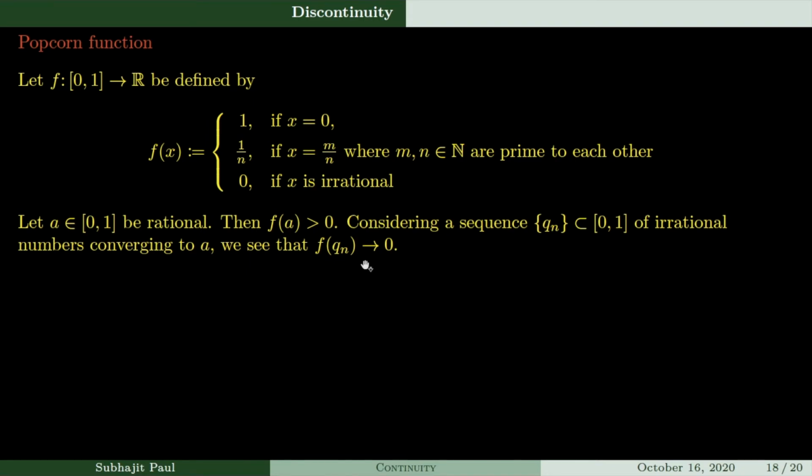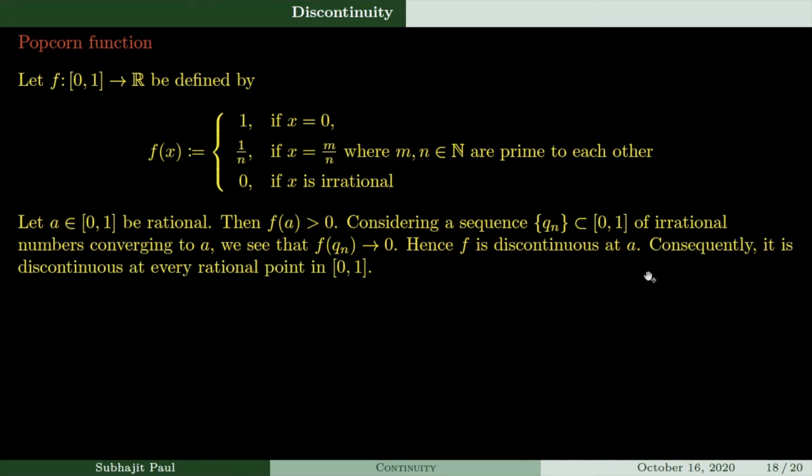Therefore, the function is discontinuous at that point by the sequential criterion. The functional sequence is converging to 0, but the functional value is strictly positive. So the function is discontinuous at the point A. A is any rational point, so consequently it is discontinuous at every rational point in (0, 1).